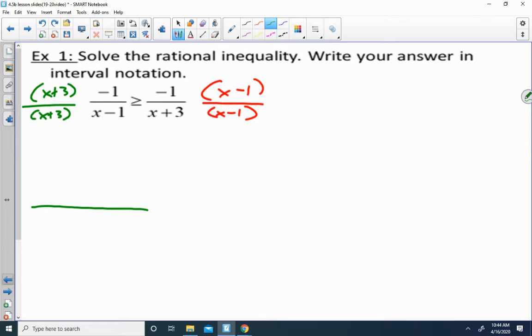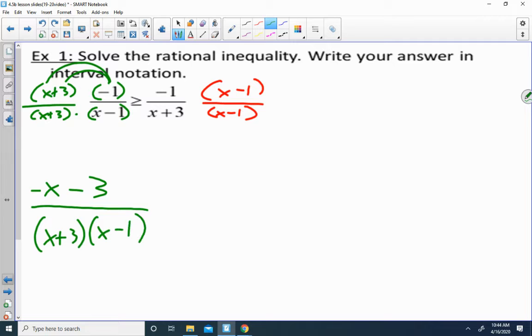Here I got x plus 3 times a -1. The -1 actually does make a difference. So I'm going to go ahead and distribute that. So -1 times x will give me -x when I distribute. And then -1 times 3 will give you -3. So that's what we'll get on top. On bottom, we got to multiply x plus 3 and x minus 1. But again, I'm not going to actually FOIL that. I'm just going to keep it like that. X plus 3, x minus 1. And then my inequality sign, we have a less than or equal to.